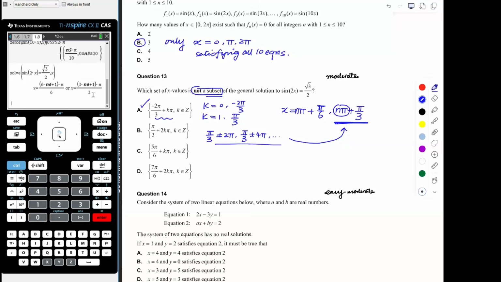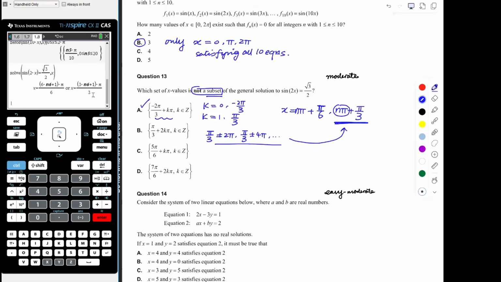How about 5 pi plus k pi? Well, this time, if you take k equals plus or minus 1, plus or minus 2, plus or minus 3, etc., you have these things, something along this line. And you can see it doesn't quite match, let's say, pi over 6 plus or minus pi, plus or minus 2 pi, etc. So this is not a subset.